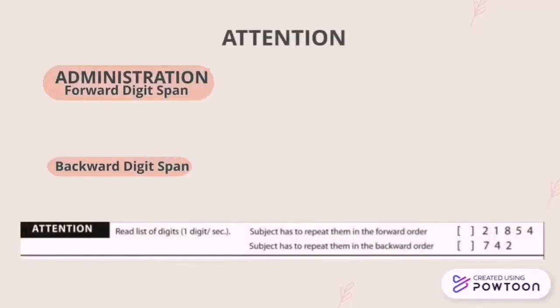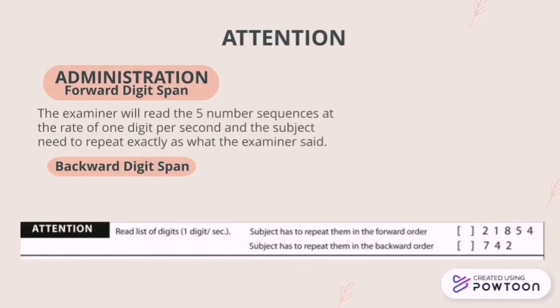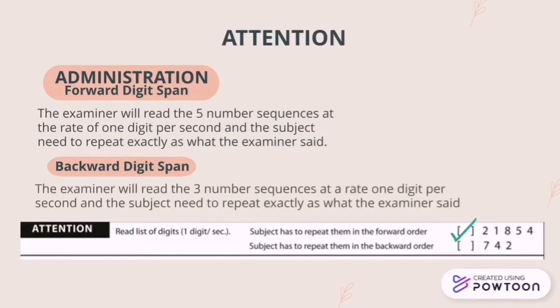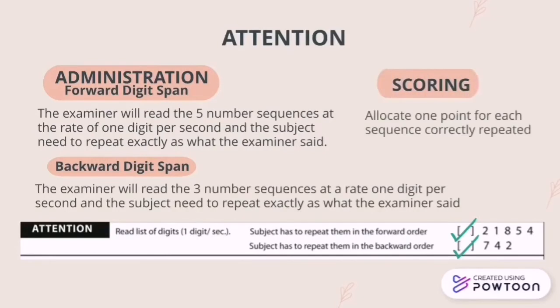Next, forward digit span and backward digit span. For forward digit span, the examiner will read a 5-number sequence at the rate of 1 digit per second. For backward digit span, the examiner will read a 3-number sequence at a rate of 1 digit per second. For scoring, 1 point for each sequence repeated correctly.